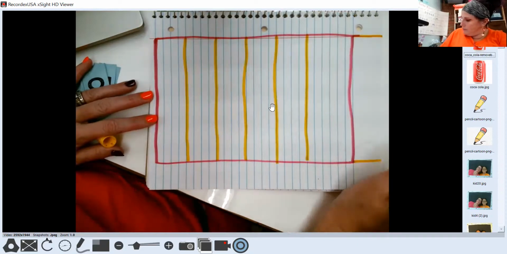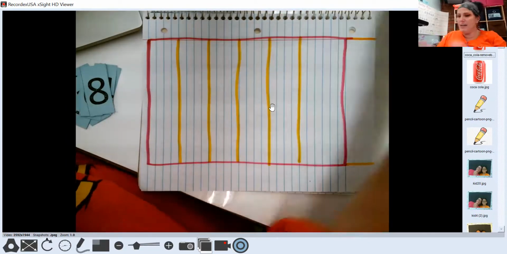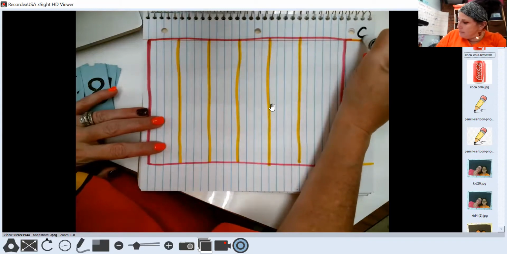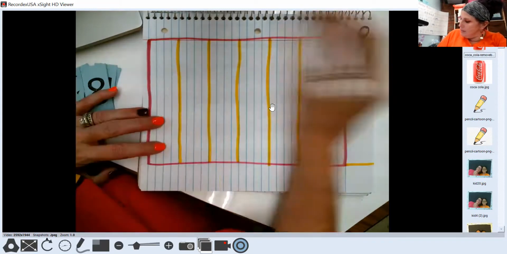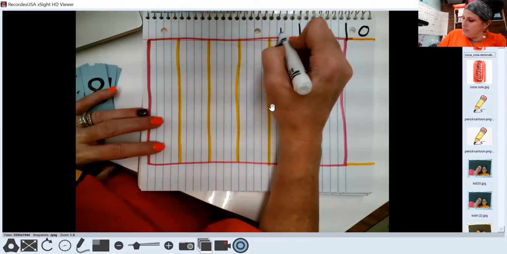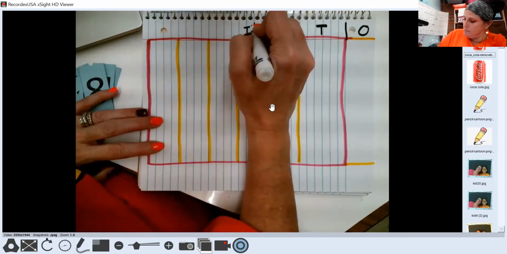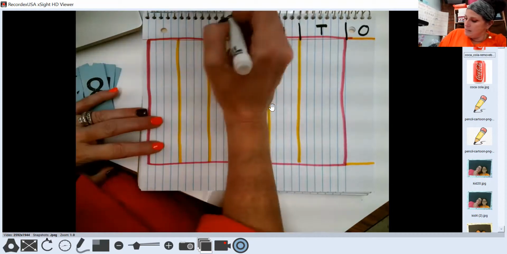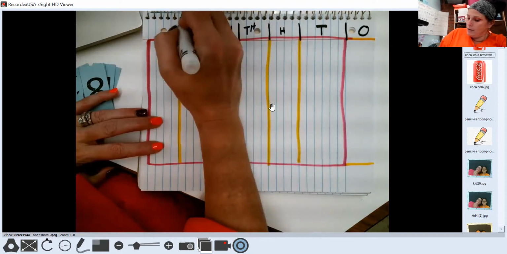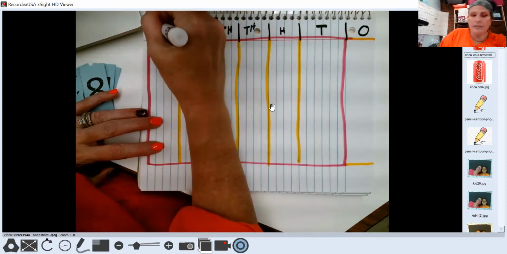Let me go all the way to here. All right, so I have my spaces. Now I need to label them. All the way to the right is my ones place. Then I have my tens place, hundreds, thousands, 10,000s, 100,000s, and millions.